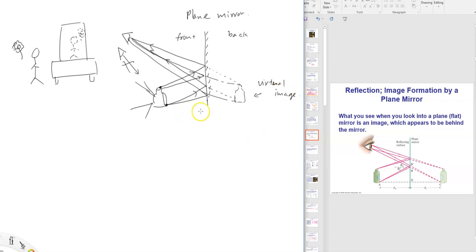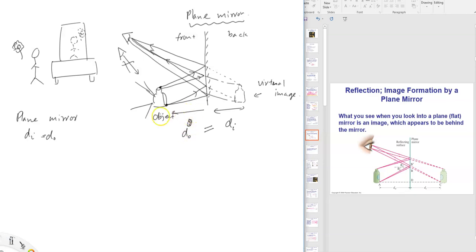And we call these distances, so this is the object, the actual thing, so we call it the object. These distances: object distance, use DO, and this distance, image distance, DI, they are equal. For plane mirrors, it's really important to remember, for plane mirrors, DI is equal to DO. Image distance is equal to the object distance.